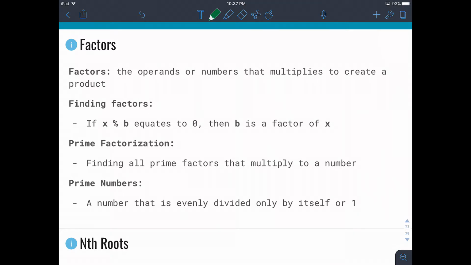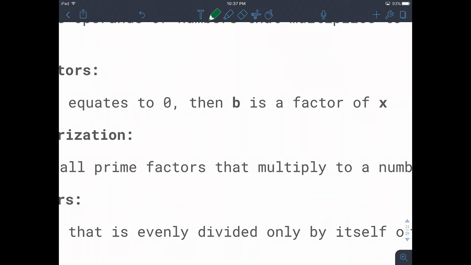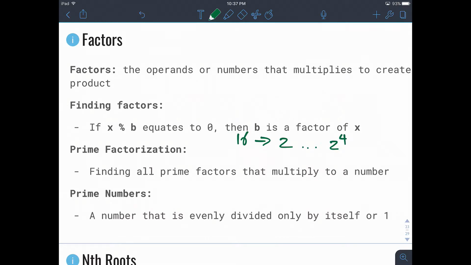And the act of prime factorization is finding all the prime factors that multiply to a number. For example, for the number 16, the prime factors are 2 to the exponent of 4. And 12 would be 2 and 2 and 3. Prime numbers are numbers that are evenly divisible only by themselves or 1. So numbers like 2, 3, 5, and 17 and whatnot. There's a whole set of them, and prime numbers are really fun to deal with in computer science, which we will see later.